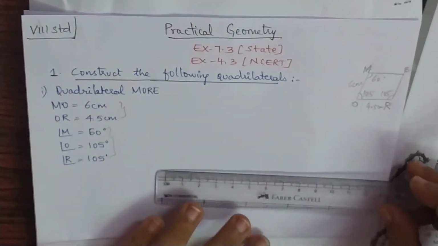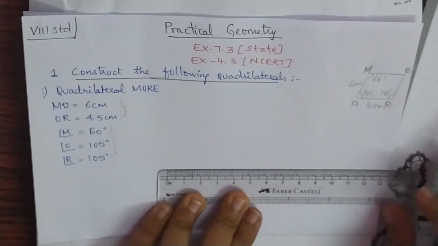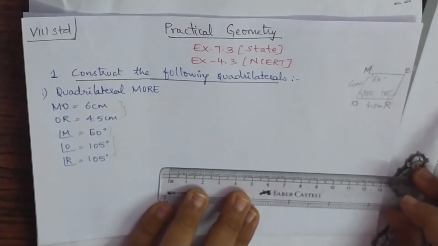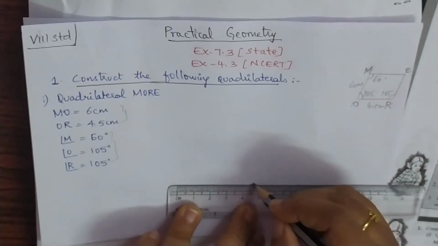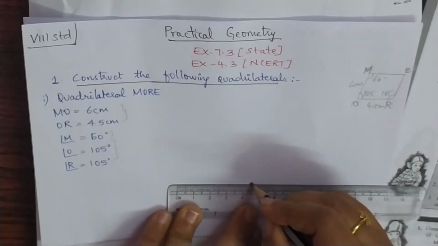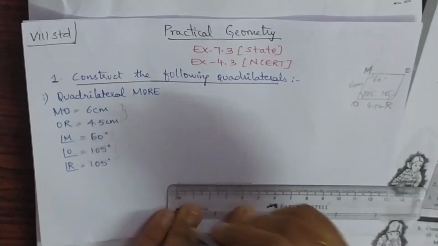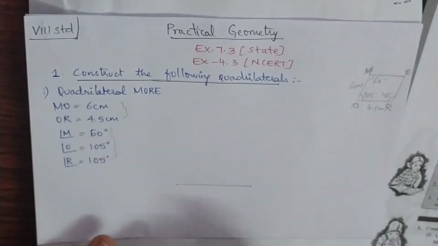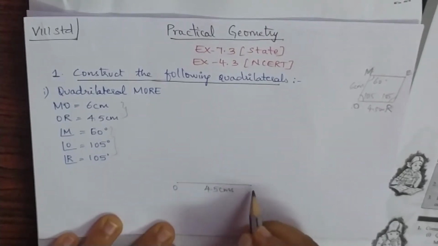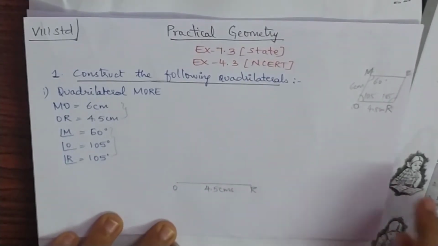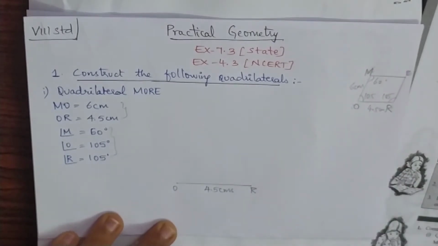with the base. First, we are going to take OR as 4.5. So measure OR as 4.5, draw a line, OR, 4.5 centimeters. And write this as OR. Now angle O is 105 degree.